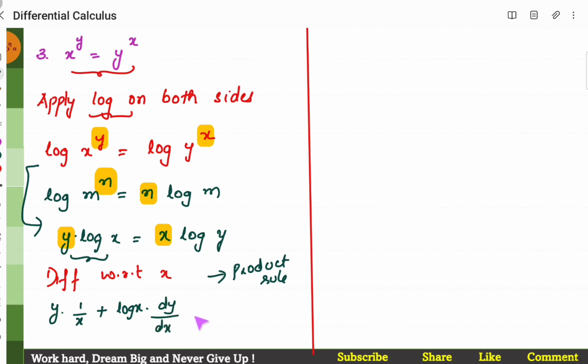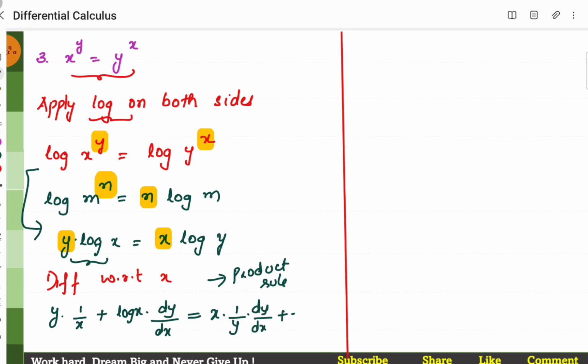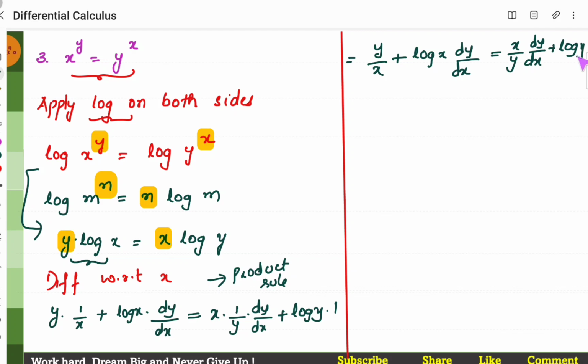We'll have to always put this dy by dx. Is equal to, similarly here, we'll have to apply the product rule. x into the derivative of log y, which is 1 by y into dy by dx, plus log y, that is the second term, into the derivative of the first term. The derivative of x is 1. We get y by x plus log x into dy by dx is equal to x by y dy by dx plus log y.